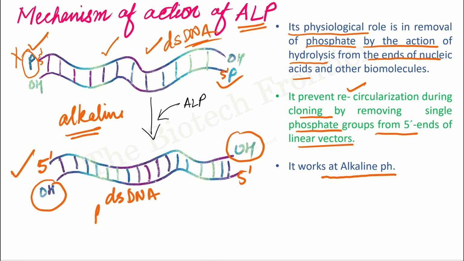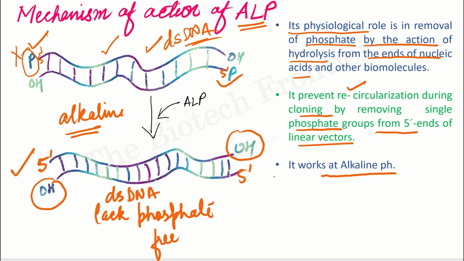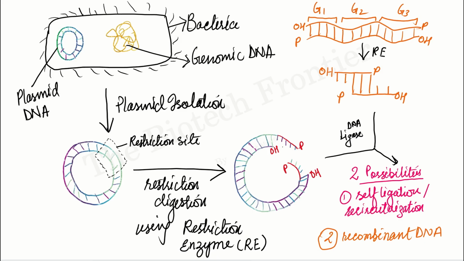So this DNA lacks the free phosphate group at the free 5' ends, and it contains only the free hydroxyl group at both strands of the double-stranded DNA, right? So now let us understand this whole concept, how it works and what the application is and where it is important, by using this particular diagram.